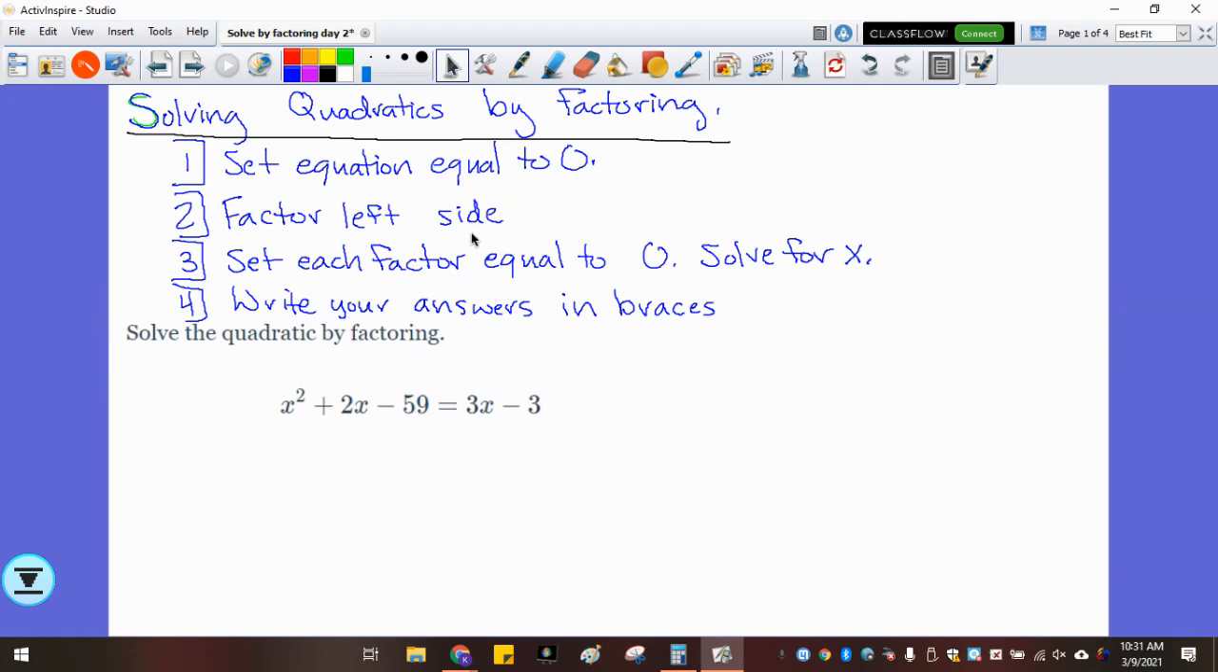So solving by factoring, first thing you gotta do is set it equal to 0.